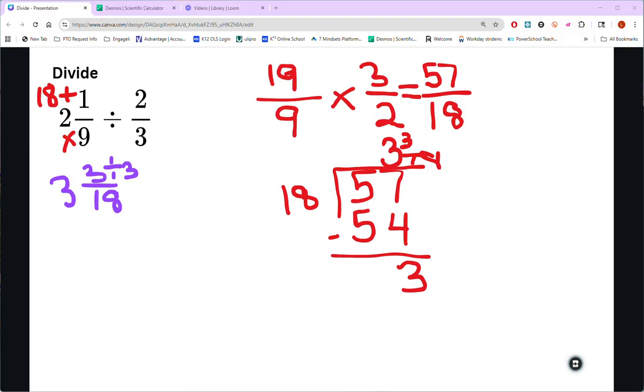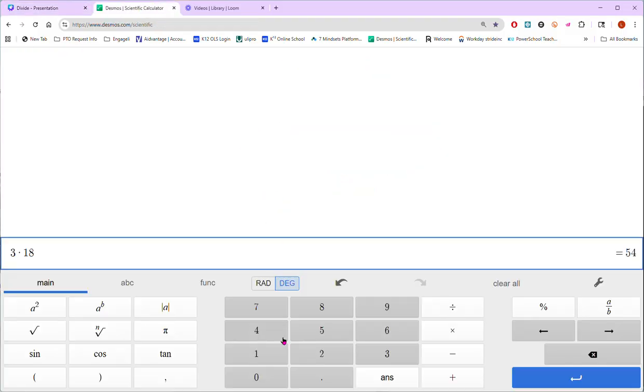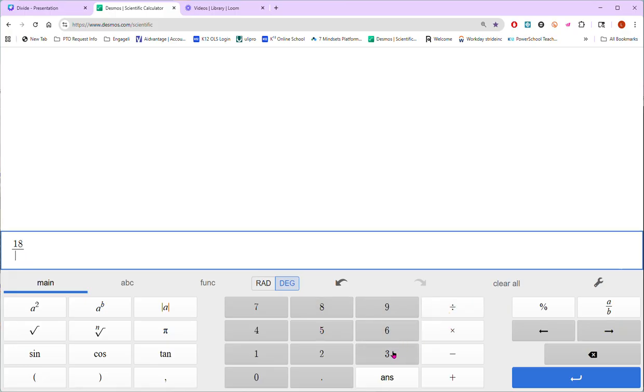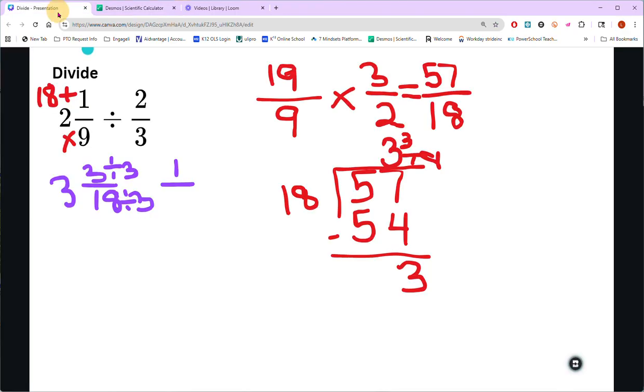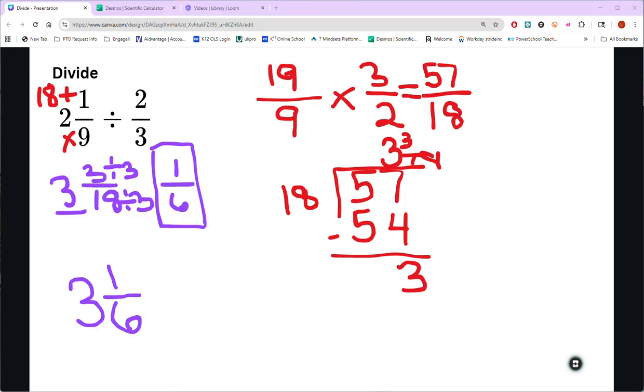So 3 divided by 3 is 1. 18 divided by 3. If I don't know that off the top of my head, I can go over here. 18 divided by 3 and get 6. So my new fraction is 1/6. I have to put it together with my whole number. So 3 1/6 would be my final answer.